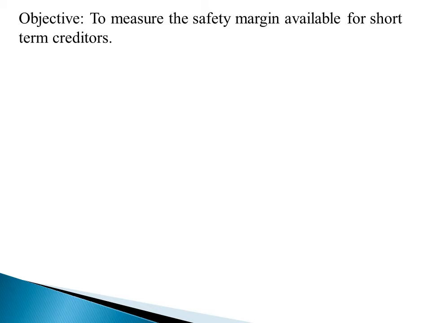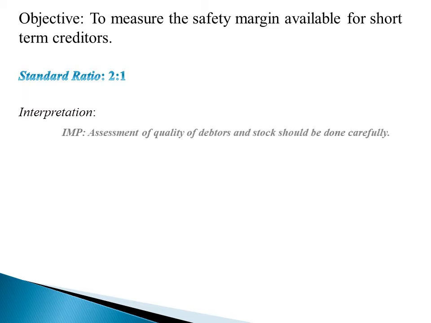Short-term creditors are very much interested in this ratio as it measures the safety margin available for them. So that is the main objective of this ratio. As per norms or rule of thumb, current assets should be twice the current liabilities. Generally, for approving a loan to the firm, banks and other financial institutions do accept a ratio of 1.33:1, but the standard ratio is 2:1. Now it is very important that before interpreting this ratio, the thumb rule of 2:1 should not be used blindly. One has to check the quality of debtors and stock carefully.